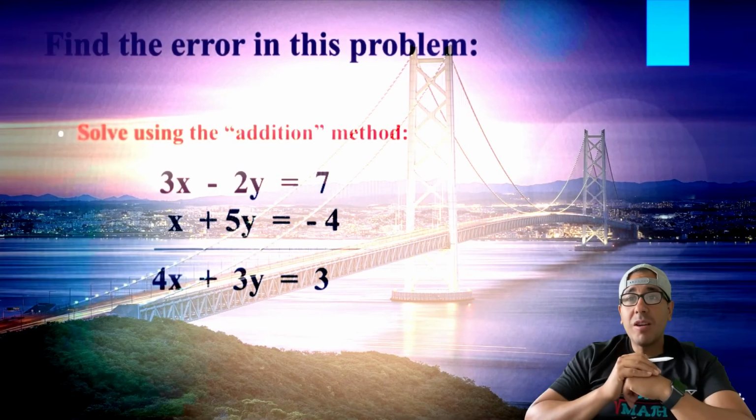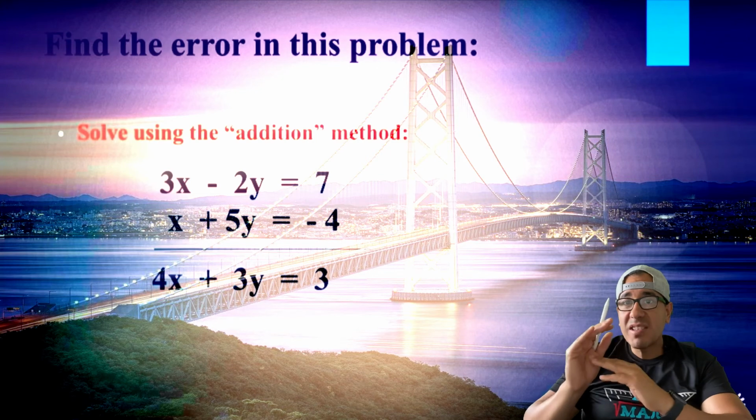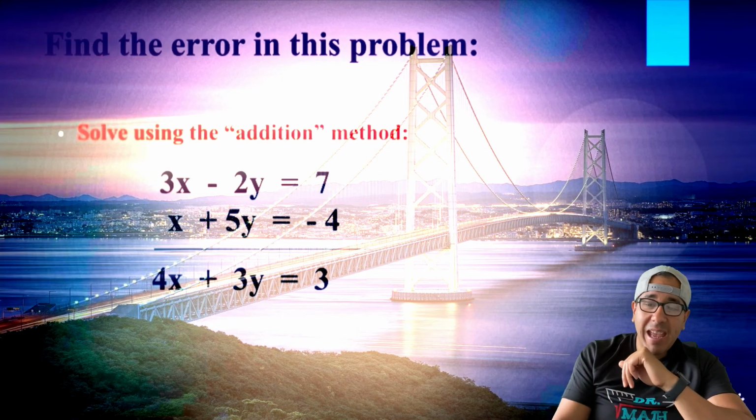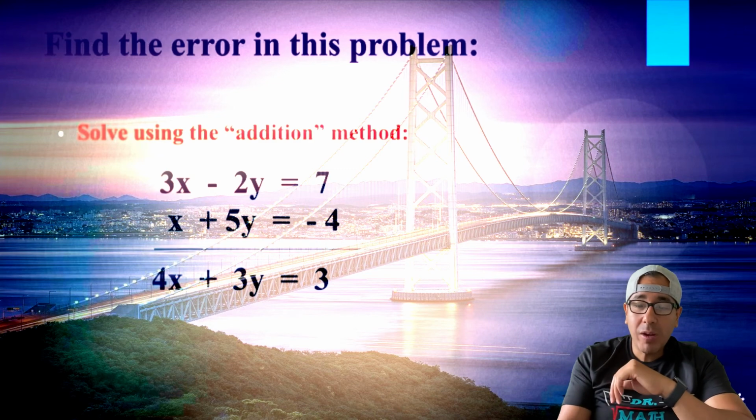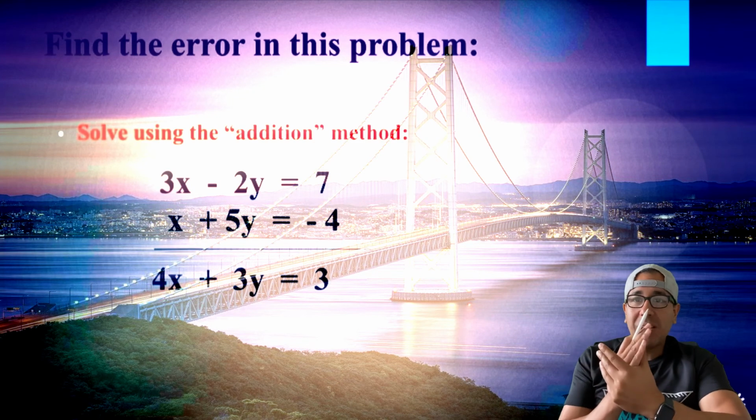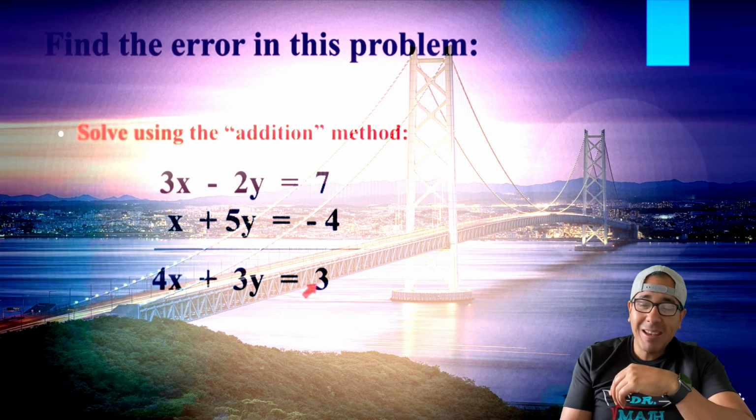All right, so what we wanna do here is talk about the potential mistakes that people make. So we're gonna find the error in this problem here using the addition method. All right, so what I see happening often, which you have to be careful with, is people will see these equations and right away, they're going to add the two equations. They just jump in here and start adding, right?